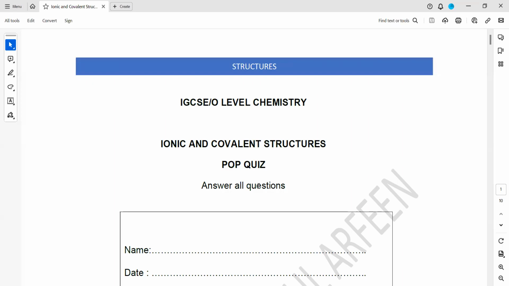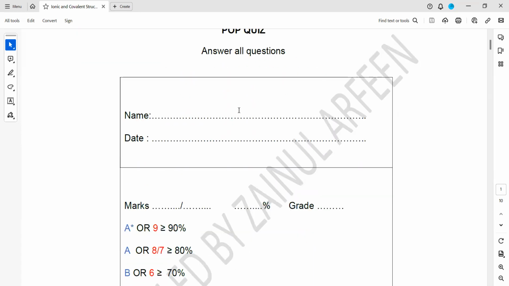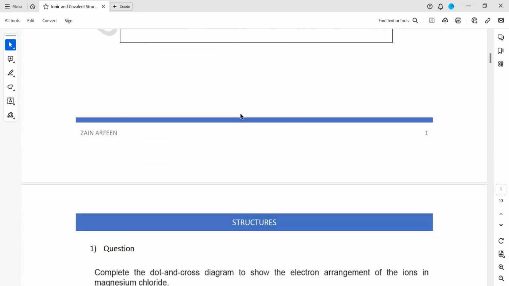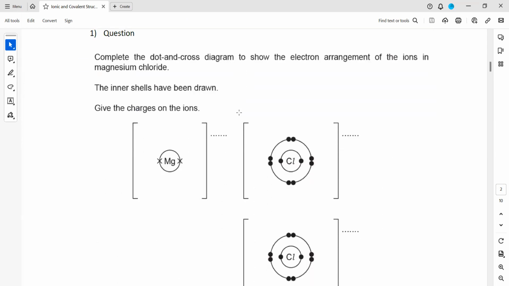So this was a pop quiz which was related to ionic and covalent structures. In the first one, we have to complete a dot and cross diagram to show the electron arrangement in magnesium chloride. So first, what is the electronic configuration of magnesium? It is 2, 8, 2. So first, I'll draw the atoms.